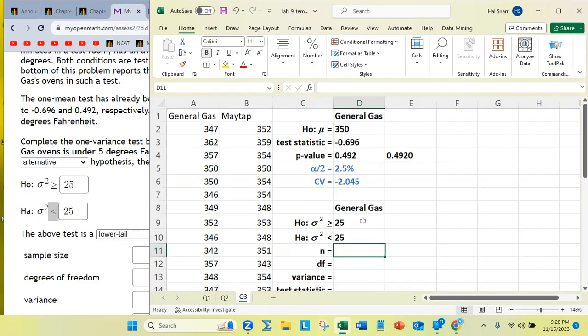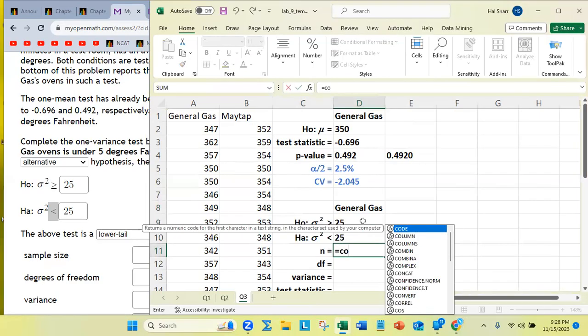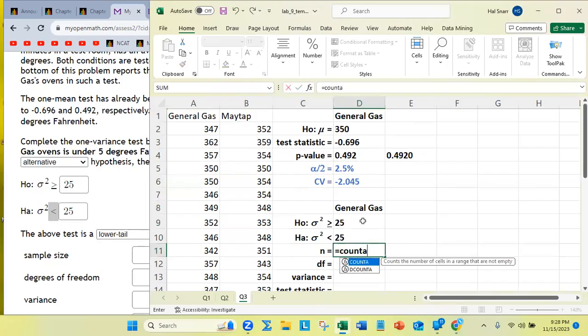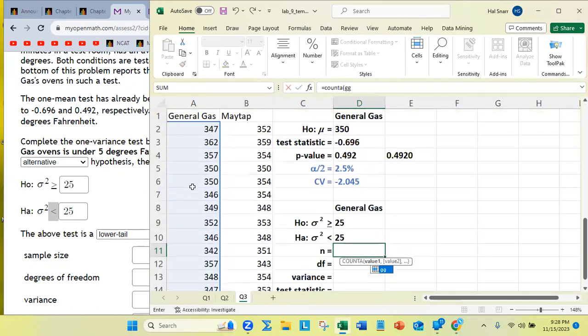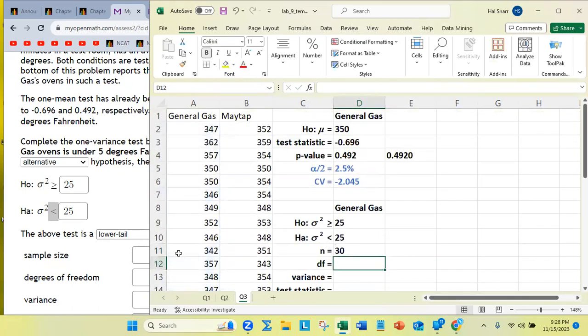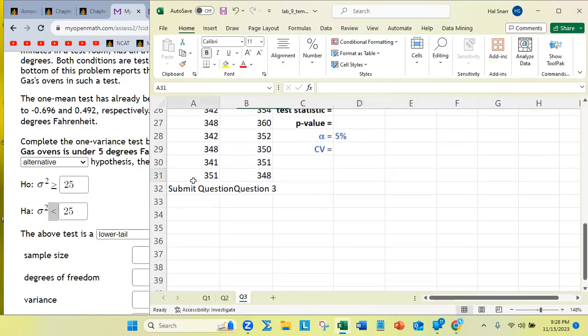Now we need a count. We already know it's 30, but we're going to do equal count. I like to use COUNTA. And we're going to type GG for general gas. So that's going to count those things in the blue box, right? And that's 30. Let me go ahead and delete this down here. Submit question 3.